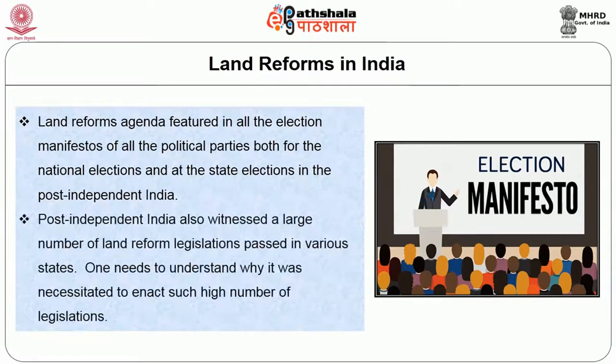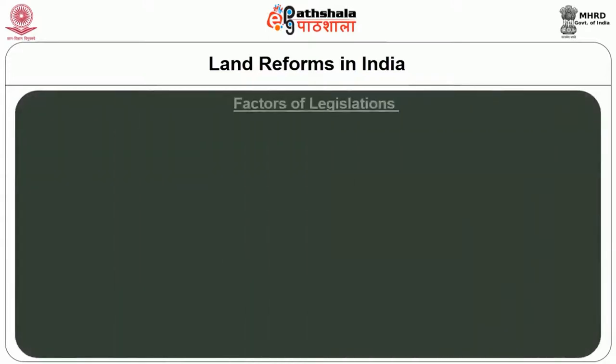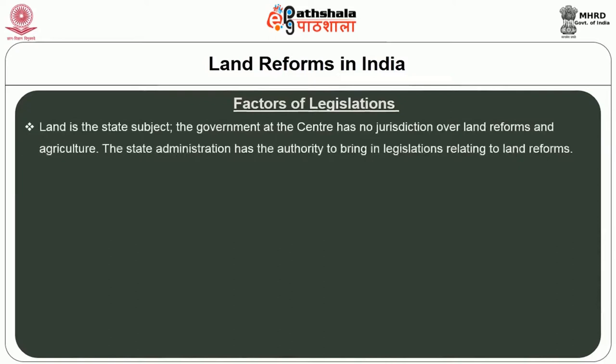Post-independent India also witnessed a large number of land reform legislations passed in various states. One needs to understand why it was necessary to enact such a high number of legislations. The following is a compilation of land reform legislations that were enacted by different states in India: Andhra Pradesh, Assam, Bihar, Gujarat, Haryana, Jammu and Kashmir, Karnataka, Kerala, Madhya Pradesh, Maharashtra, Orissa, Punjab, Rajasthan, Tamil Nadu, Uttar Pradesh, West Bengal. A very large number of legislations relating to land reforms were passed in such a short time.